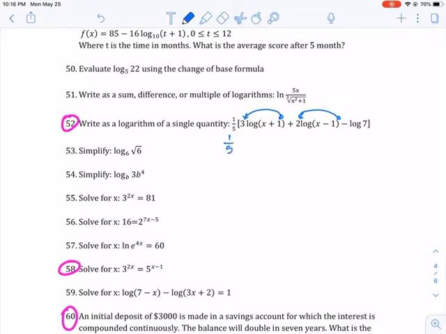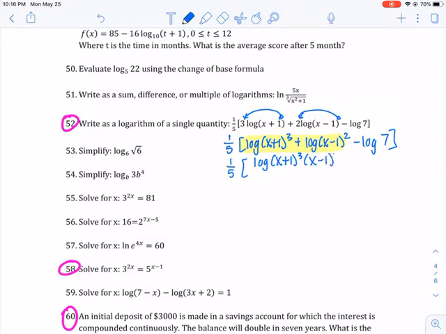So 1/5 log x plus 1, now it's to the third, plus log x minus 1 squared minus log 7. All right, now let's combine. Okay, so the first two that were addition is going to be multiplication. So 1/5 times log x plus 1 to the third, x minus 1 squared. And then the subtraction piece of it, this guy minus log 7, is going to go to the denominator and become division. So divided by 7.